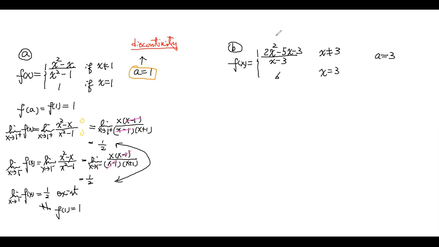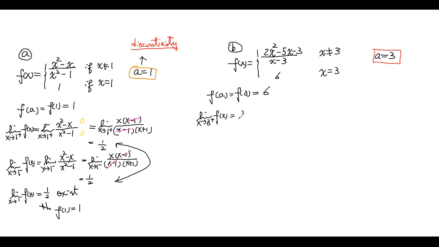Okay, so now the second one here. Let's do the practice. So when a equals 3, the first thing is to see if the function value exists. So f of a, this is f of 3. So what is f of 3 here? It is 6, correct? Okay, so now I'm going to take a look at the limit as x approaches 3 from the right-hand side, f of x.